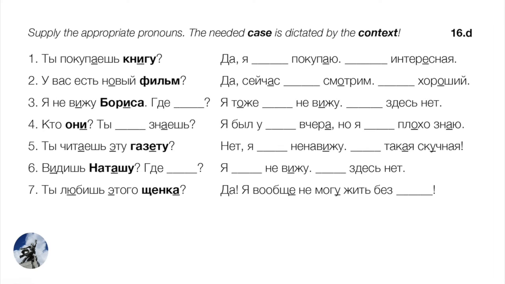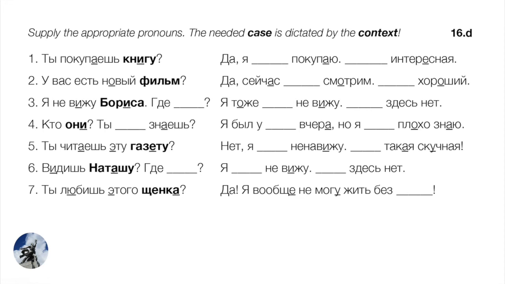Number five. Ты читаешь эту газету? Are you reading this newspaper? No, I hate it. Right? So we need, again, a feminine accusative. What's the accusative of она? Well, that'll be ее. Я ее ненавижу. I hate it. I hate this newspaper. It's so boring. Okay, now we're back to needing a subject, right? Она такая скучная.